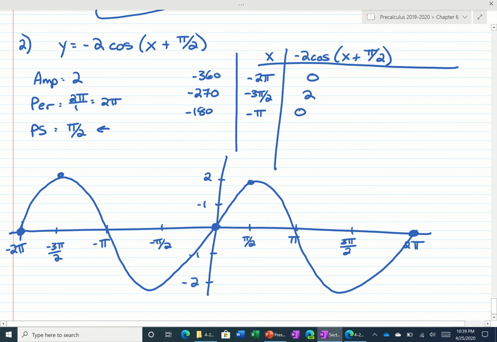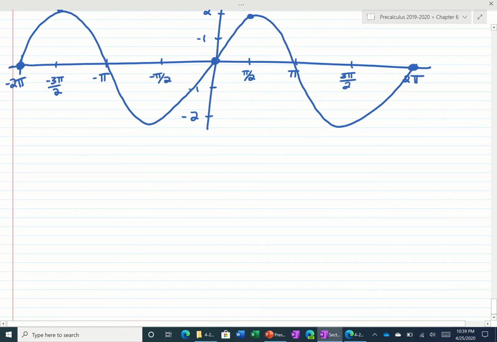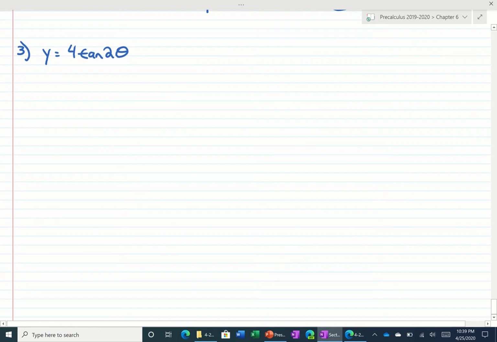All right. A few more here. I think I told you 5 today. So example 3, we're going to be graphing y is equal to 4 times the tangent of 2 theta. All right. So the amplitude, period, and phase shift.